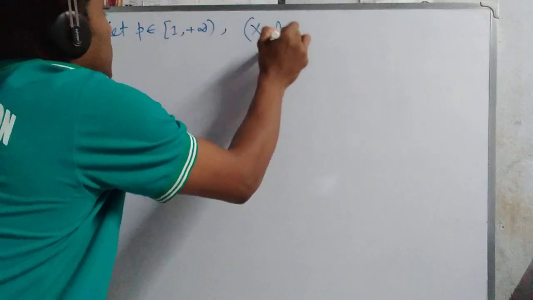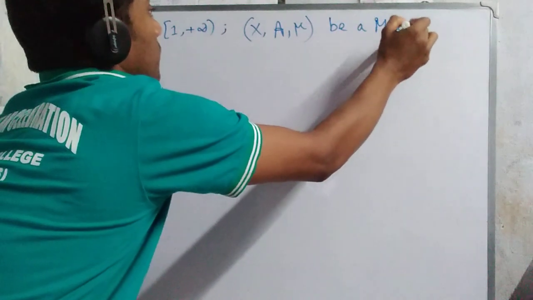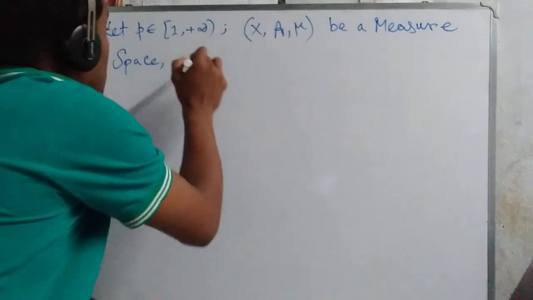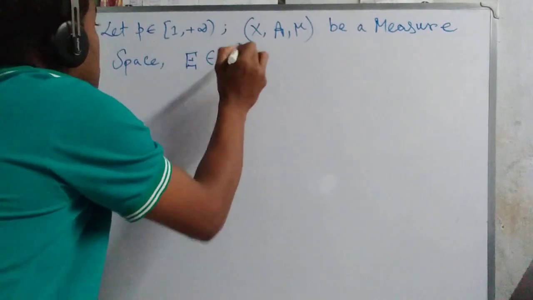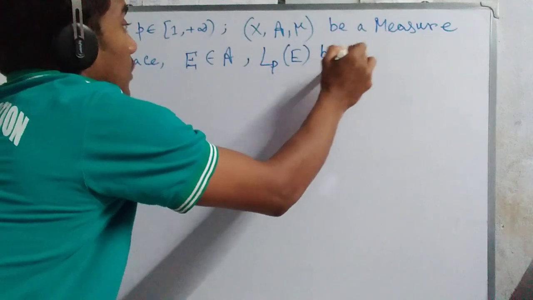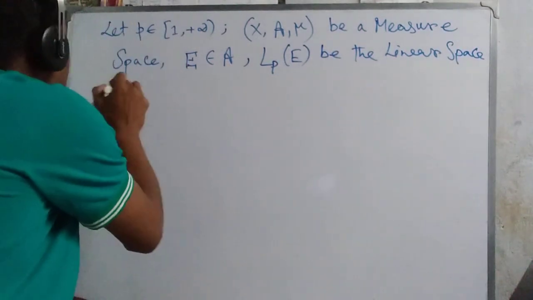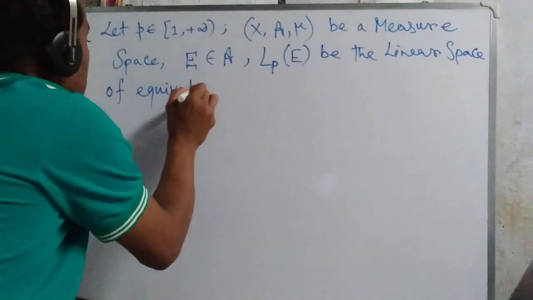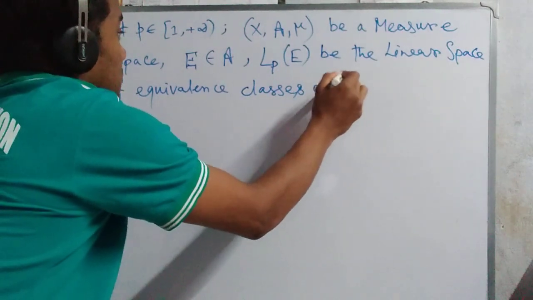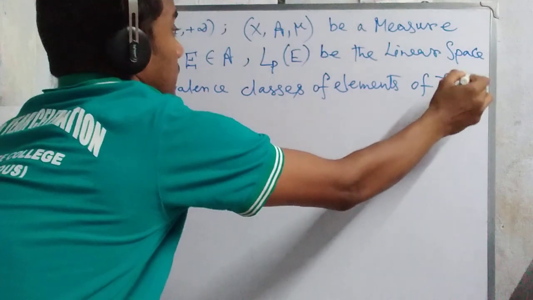and (X, A, mu) be a measure space, and E belongs to A, and L^p(E) be the linear space of equivalence classes of elements of script L^p(E).